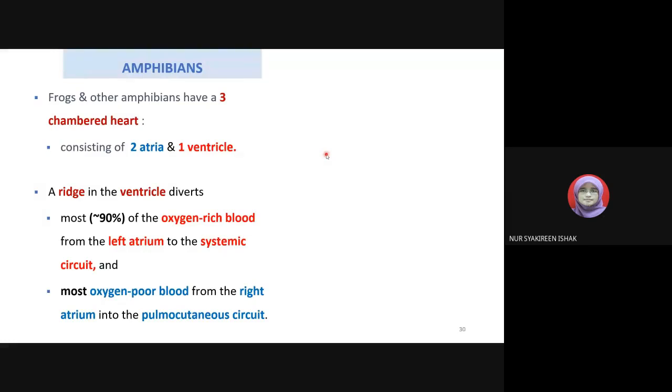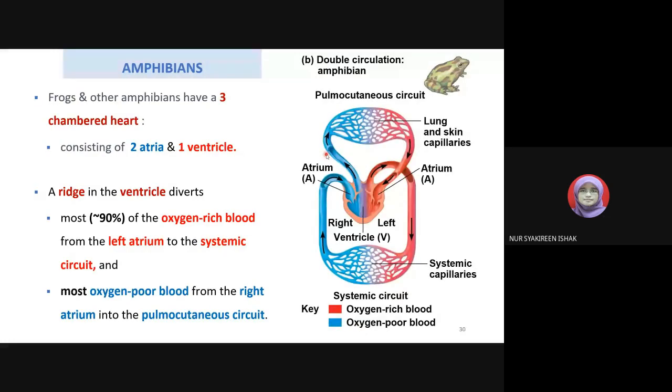So this is the double circulation in amphibians. They have pulmocutaneous circuits that depend on the lung and also skin as the respiratory surface where gaseous exchange occurs. For frogs, they have a three-chambered heart, which is two atria and one ventricle. Between the left and right side of the ventricle here, they do not have a septum. So they have ridges, an uneven area there.